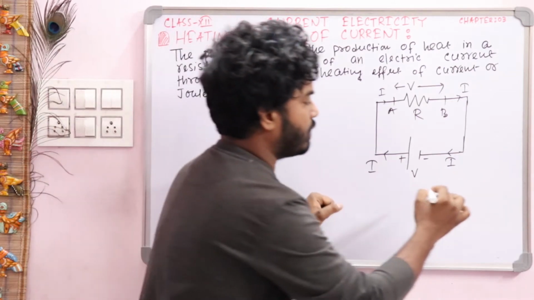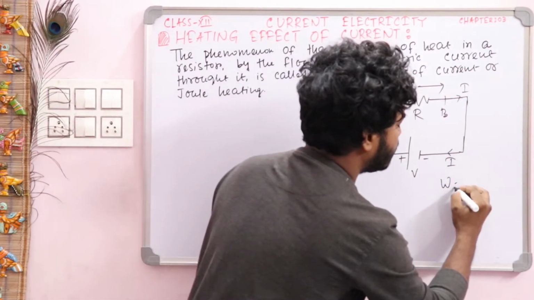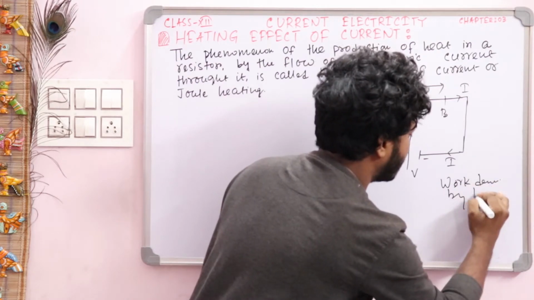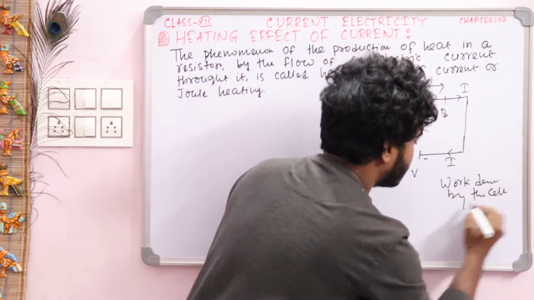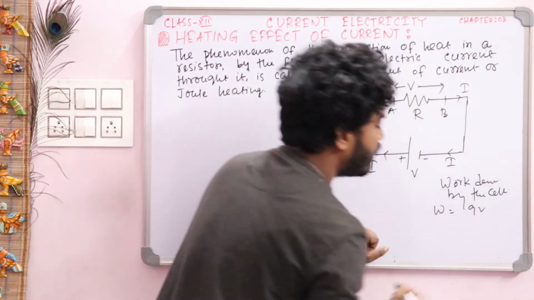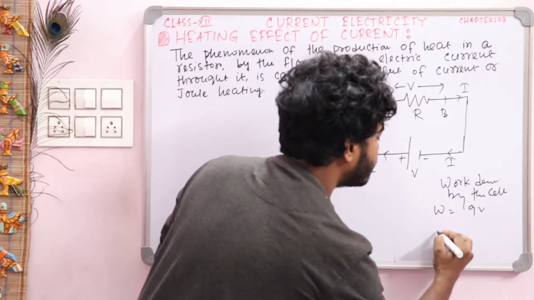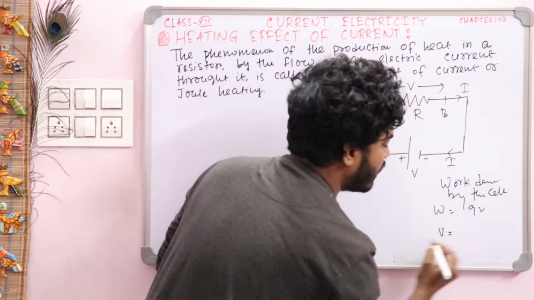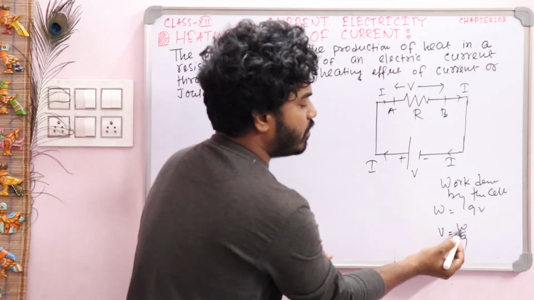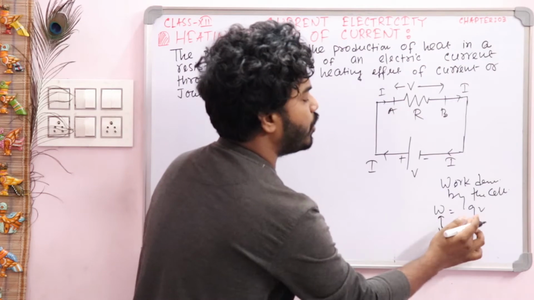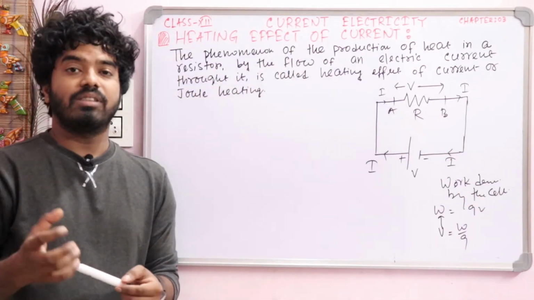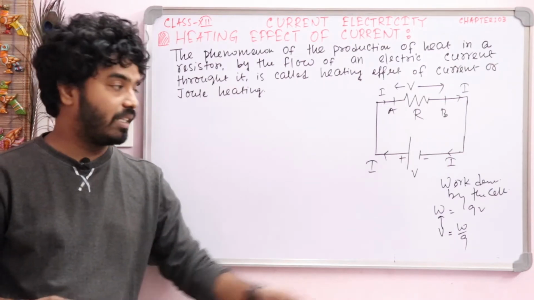Now what is the formula of work done by the cell? That is W equal to, what is the formula? Q into V. You know the basic formula, potential difference or potential, that is V is equal to W by Q. So from here you can say W is equal to Q into V. This is the formula of work done which is supplied to the charge by the cell.